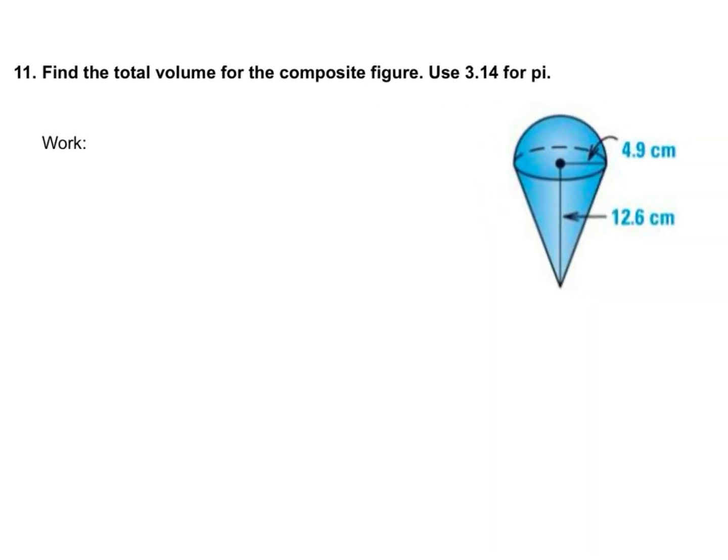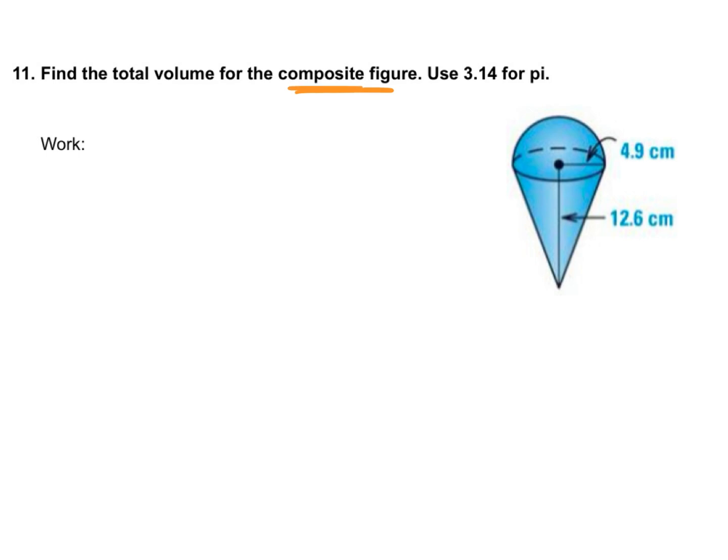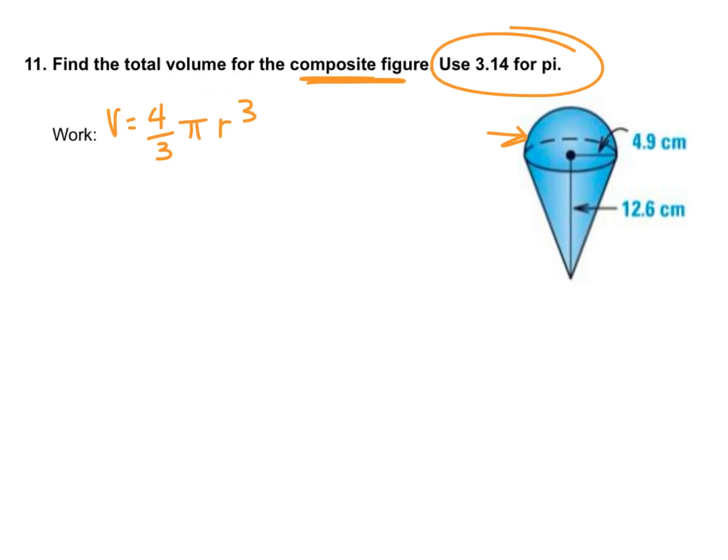Okay, composite figures. So here you just have to really analyze the shape and see what we've got, and then add those volumes together. It does tell us to use 3.14 for pi, and of course we're going to show our work. So the first shape I see is a sphere. So I'm going to grab my formula sheet and write my formula down for a sphere. But now I'm looking at it and I realize it's a hemisphere, so I have to do all of that, and then when I get that answer, I have to divide it by 2.